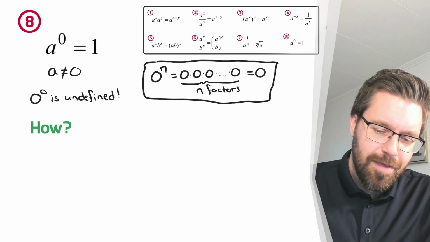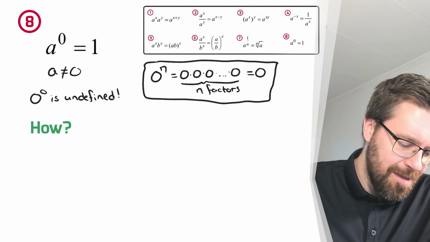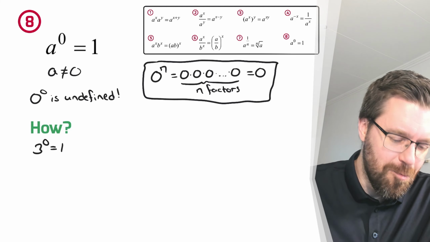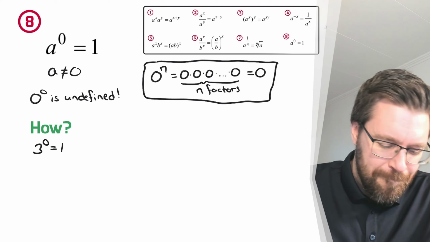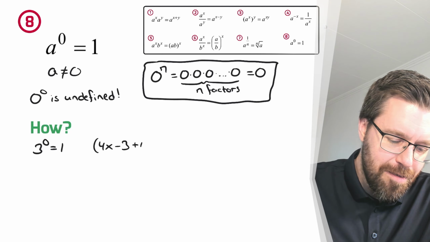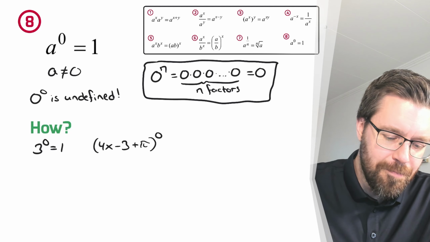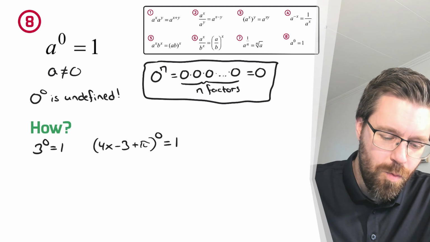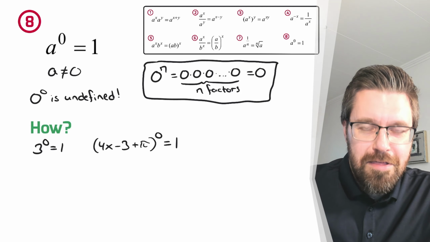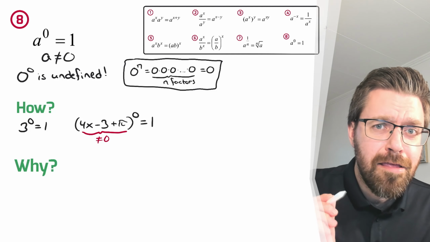But how? Give me an example. Yes, take 3 raised by 0, it equals 1. Another one: (4x minus 3 plus pi) raised by 0 equals 1, if the parentheses are not equal to 0, of course. But why is it like this?